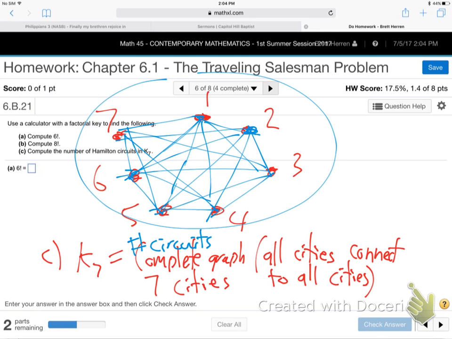Well, who knows? There's a lot of them, right? There's a lot of possible loops up there. I'm just going to give you the formula. Kn, let me write it somewhere. Kn, in fact, let me go to a fresh thing here. Kn, which again is the complete graph, right?